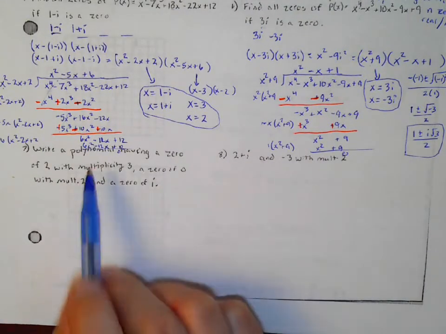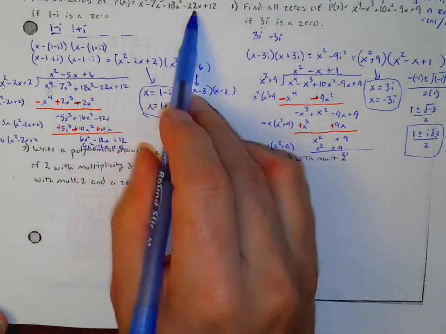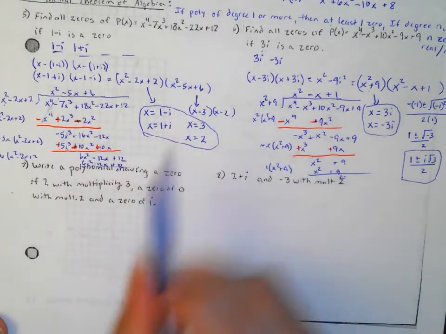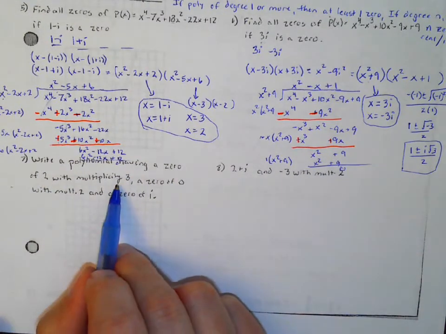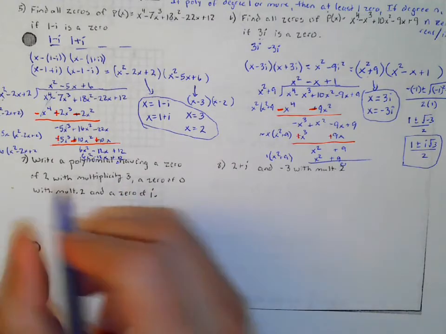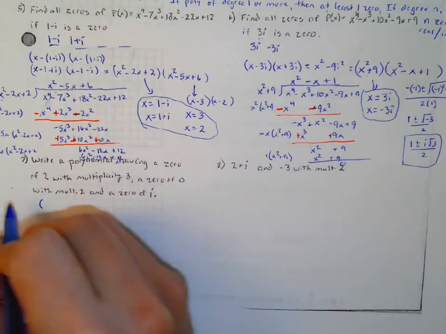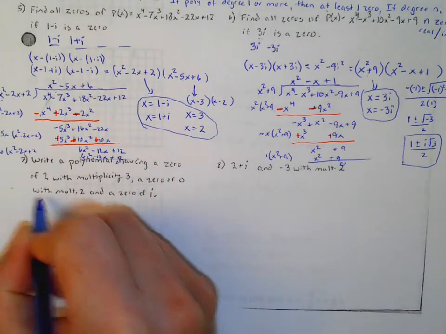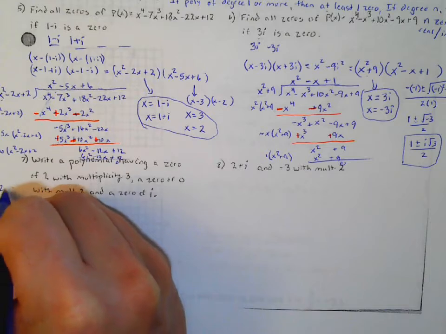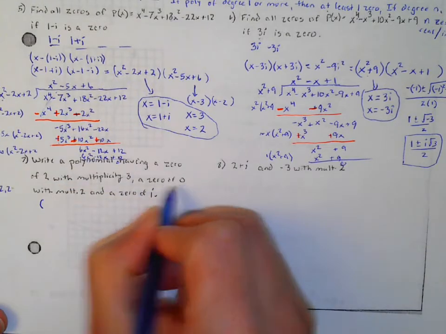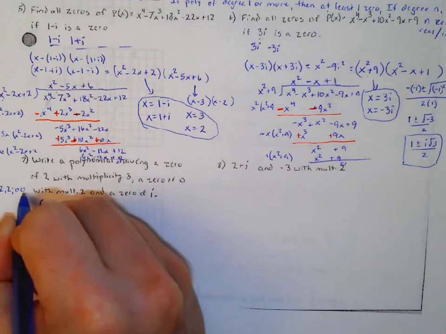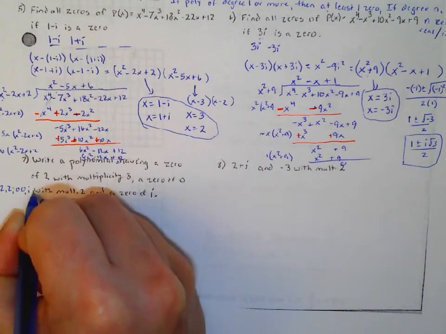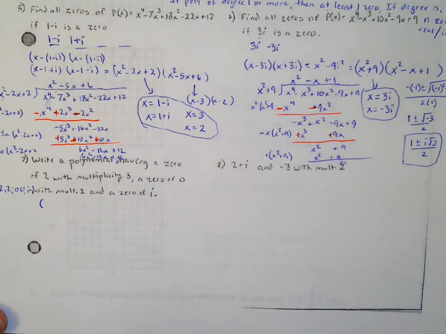Write a polynomial. Okay, so we want to write something like this, right? Write out the whole polynomial, having a 0 of 2 with a multiplicity of 3. What the multiplicity means is that x equals 2 is a solution 3 times. So our solutions are 2, 2, and 2, a 0 of 0 with multiplicity of 2, and a 0 of i. And we know if i is an answer, negative i has to be an answer too. Okay, so this one's going to be a lot of multiplying.